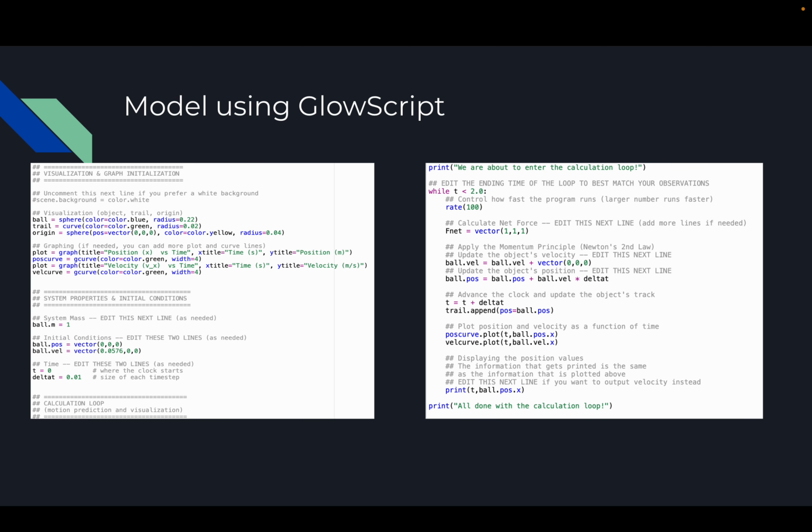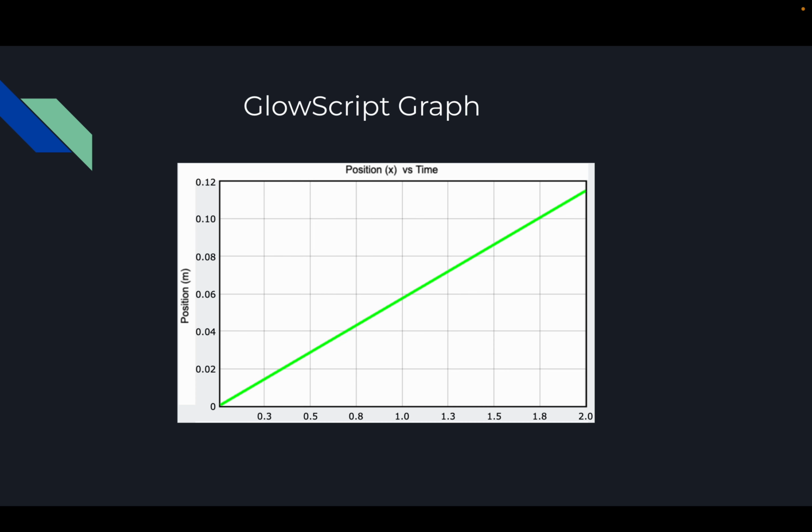Then, we moved on to CloseScript, where we utilized the starter code provided and modified some of the values as seen in the images of the code below. After that, this was the position versus time graph that was obtained.